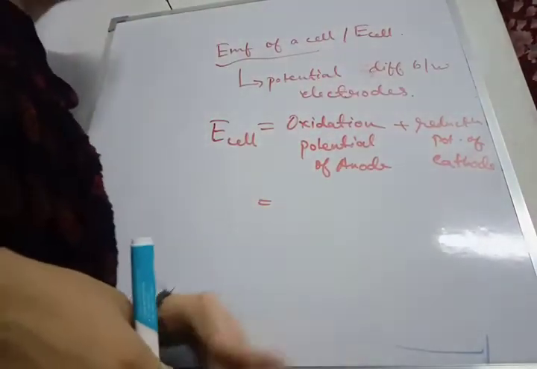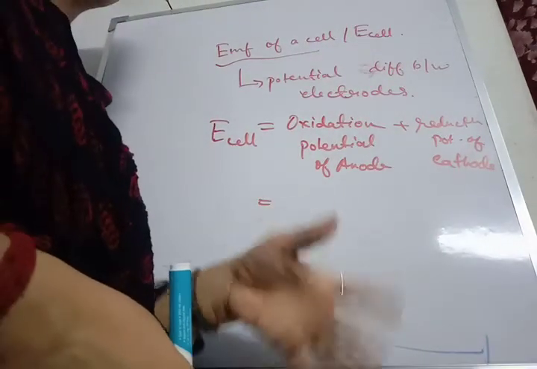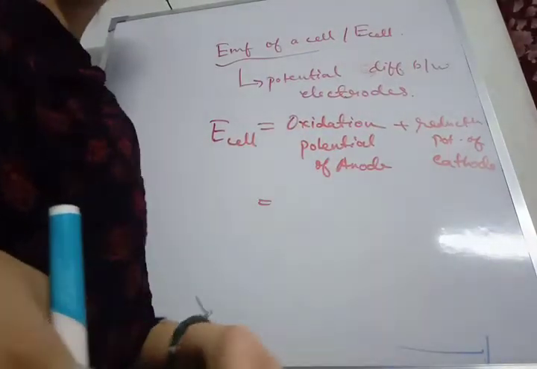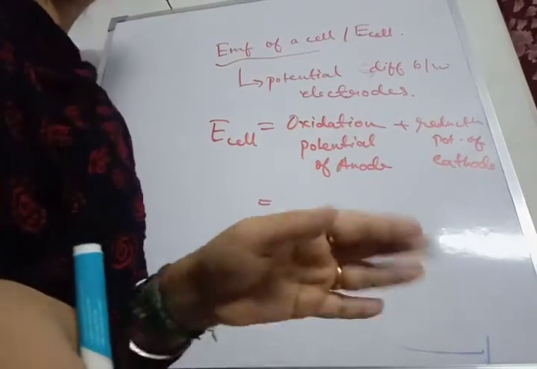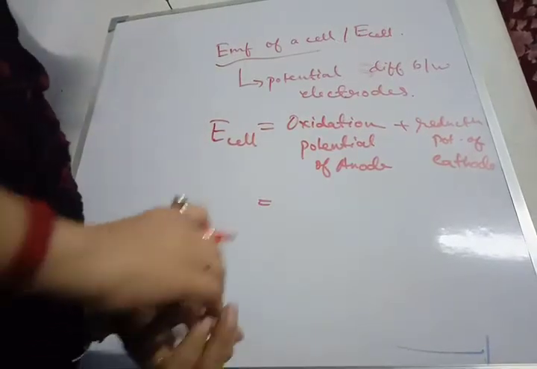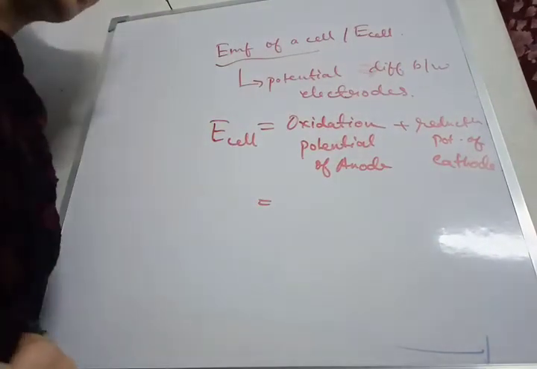In anode, oxidation occurs, so anode has excess of electrons, right? So anode is the electrode at lower potential, and cathode has deficiency of electrons, so cathode is the electrode at higher potential. That's why electron flows from anode to cathode and current flows in the opposite direction, that is from cathode to anode, right? And then the potential that we get is the EMF of a cell.